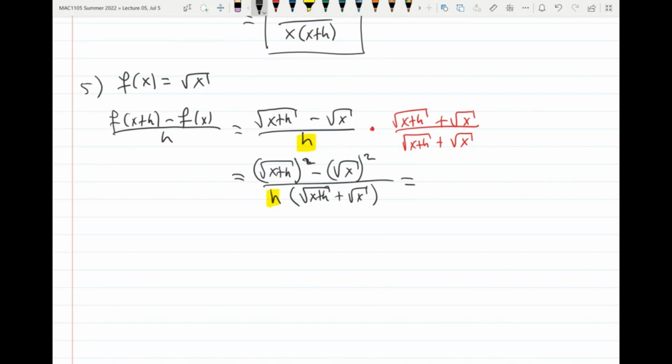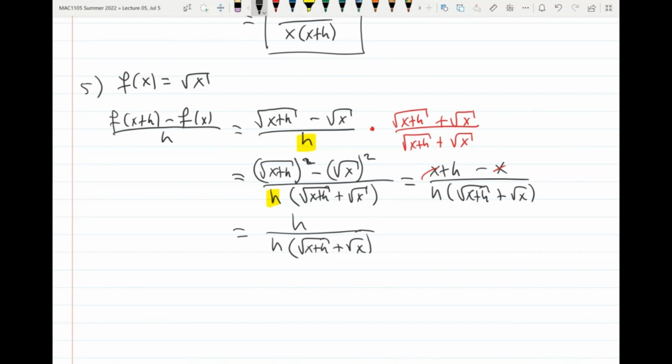Okay, so now the magic happens. Square roots are gone. Then we simplify the x's, so we end up with h over h times square root of x plus h plus square root of x. Now we can finally cancel the h as well. And we managed to cancel the h that we wanted, so we're done.